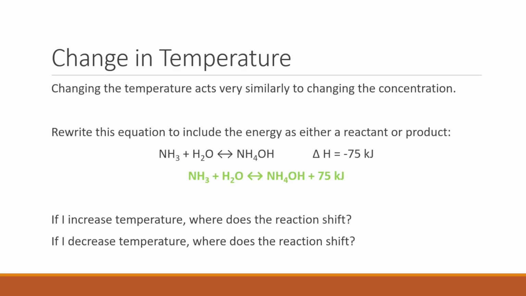If you rewrite this equilibrium, a negative delta H means exothermic, means energy is produced, means energy is a product, means energy goes on the right side. So we put the energy on the right side. And once the energy is in the equation, we can treat it just like we treat any other part of the equation.